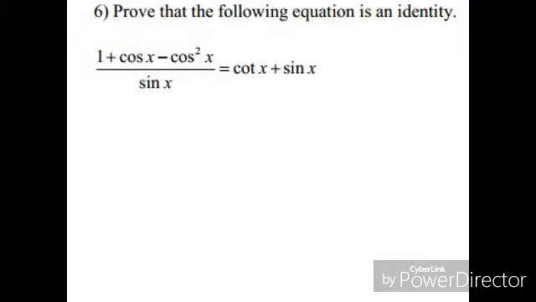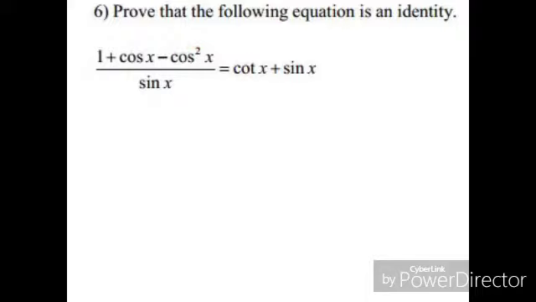Prove that the following equation is an identity. Now, as I look through this problem, on the right side I see a cotangent. I see two terms. On the left side I see one term and a bunch of sines and cosines. I like cosines and sines. So, let's see, I see something else. There's a 1 minus cosine squared. That one kind of sticks out.